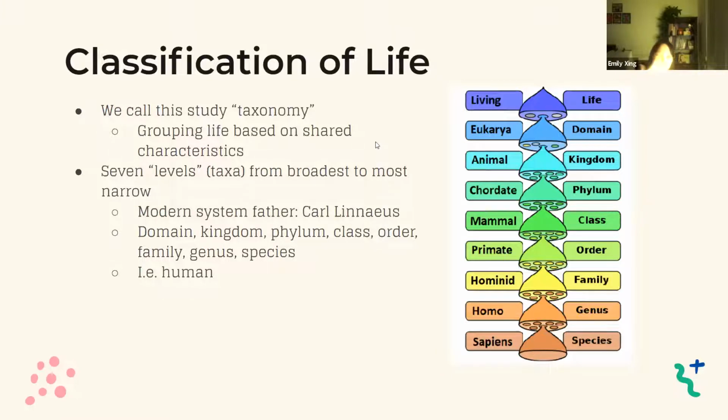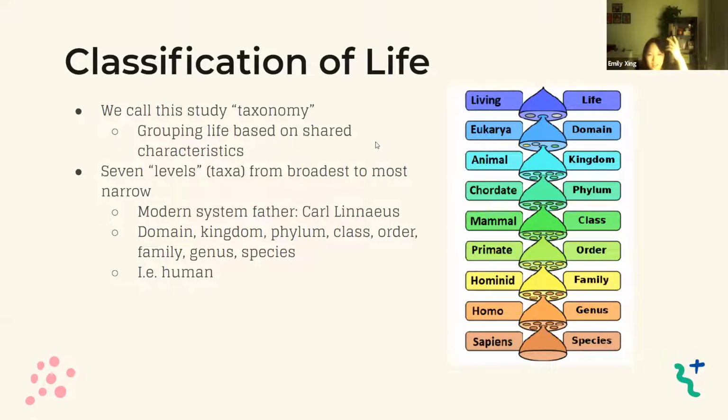So starting off with the classification of life, we call this area of study taxonomy. The second main bullet explains why it's called taxonomy. Basically, taxonomy is grouping life based on shared characteristics. For example, humans and platypuses are both mammals. But if you want to go more specific, humans and apes are both primates. So you have mammals, which is broader, and primates, which is more narrow. That's how life is grouped based on these different scopes and the traits that we all share.